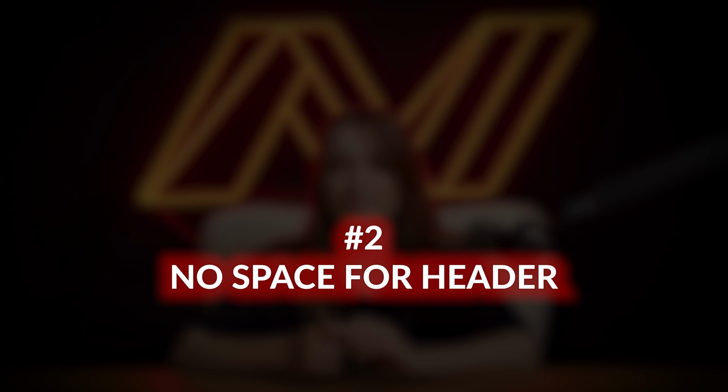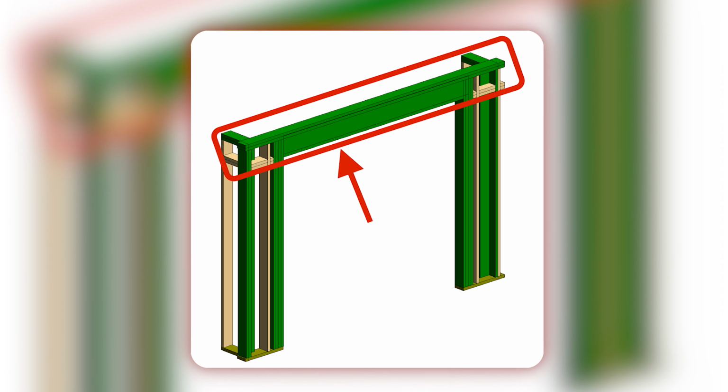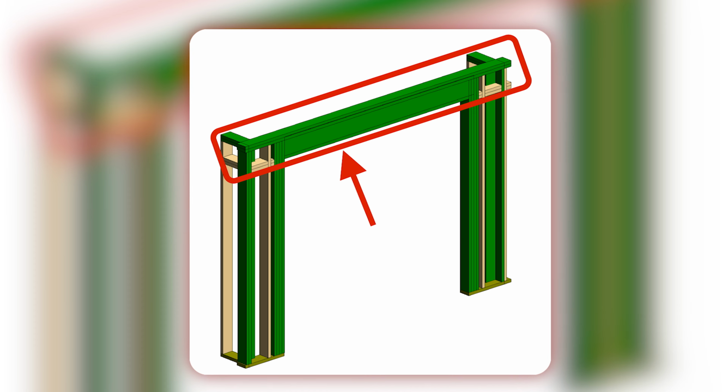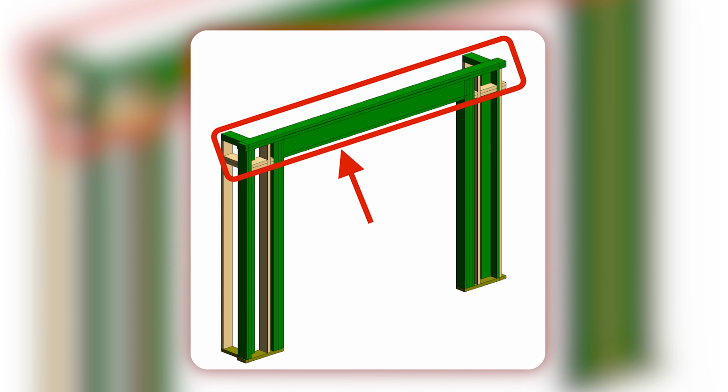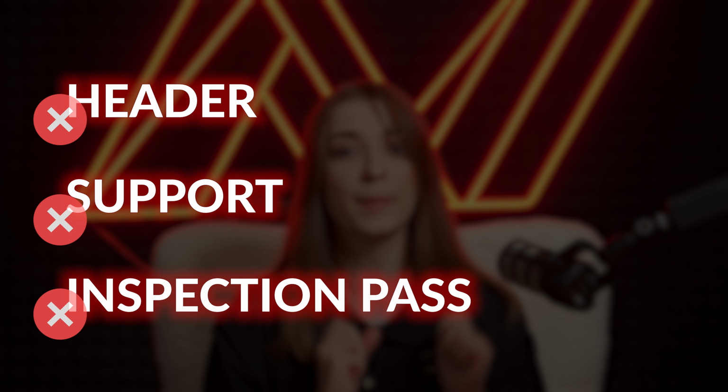No space for header. Another common issue, windows or doors framed too high, way too close to the top of the wall, and nobody checked if there's enough room left for a structural header above the opening. So when it's time to frame, you realize there's literally no space to install the structural elements you need. No header equals no support equals no inspection pass.